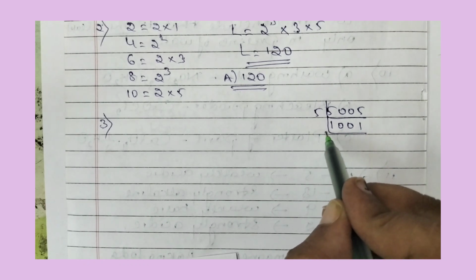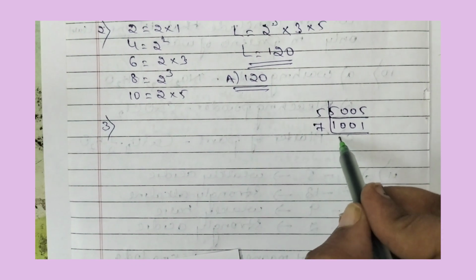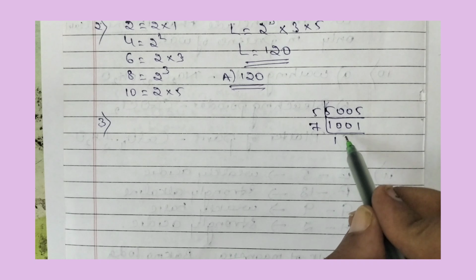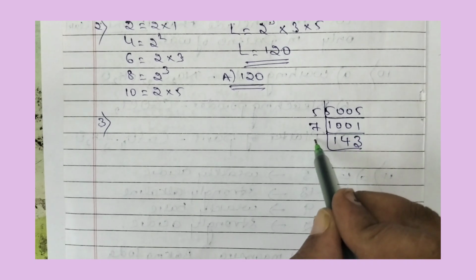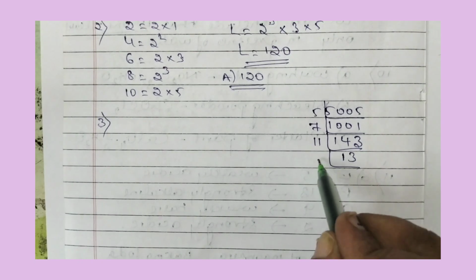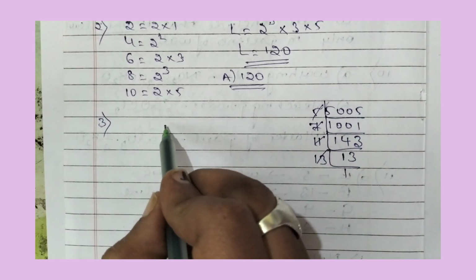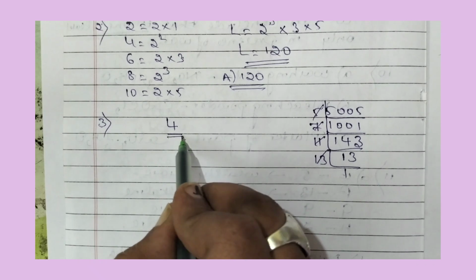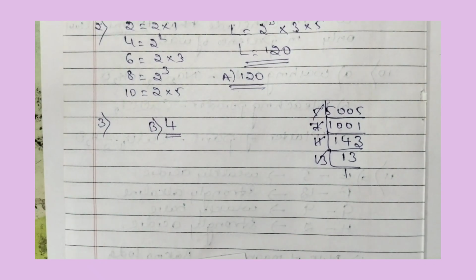Now let us divide it by 7, which is possible. 7 ones are 7. 7 fours are 28. 7 threes are 21. Then divide by 11. 11 ones are 11, 11 threes are 33. Now you divide by 13. 13 ones are 13. So how many prime factors are there? There are 4 prime factors. The right option is option B, that is 4. So like this we have to find out how many prime factors there are.